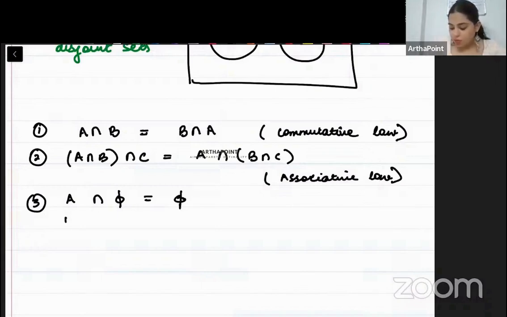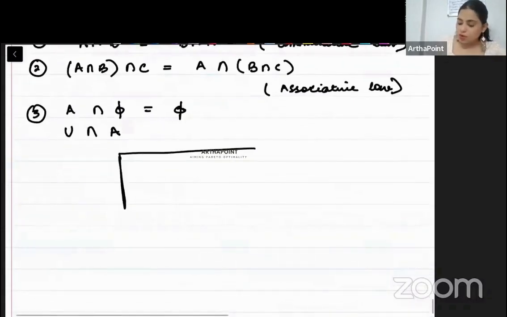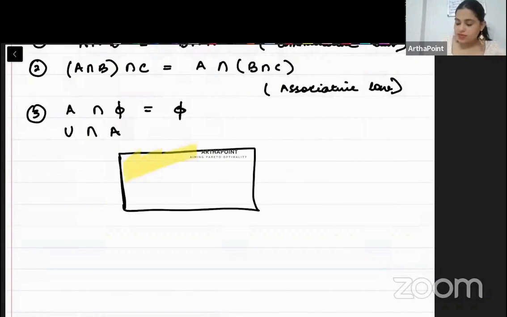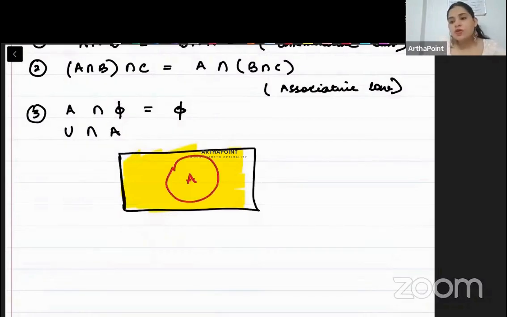Similarly, if you find common between universal and A, so beta imagine this, ये पूरा का पूरा universal है. This entire is universe. और ये A है. तो A और universe के बीच का common part कौन सा है? यही तो common है जो दोनों में आ रहा है. So common between universe and A is A. These two are very important properties. Common between phi and A will be phi, and common between universe and A will be A.